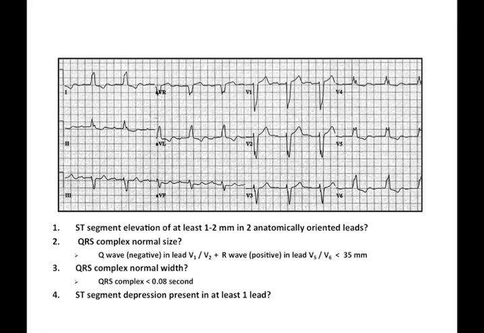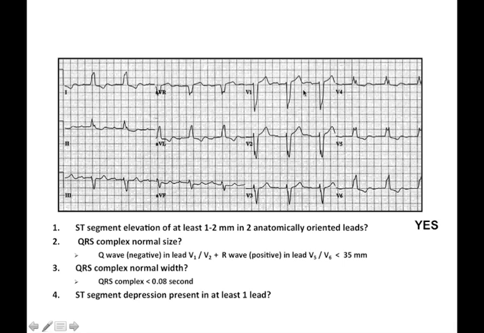The next example, do we have ST elevation in at least 2 leads in the same region? And the answer, of course, is yes. Looking at leads V1 and V2, and perhaps even V3, we have elevation of at least 1, if not more, millimeters. So the answer to question 1 is yes. Question 2, is the QRS complex of normal size?